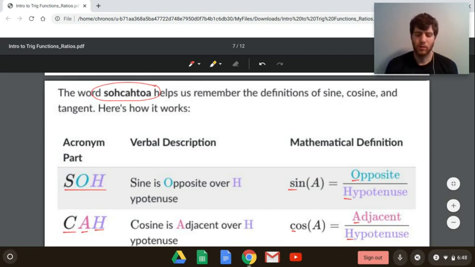Okay, I'm going to break the notes up into three sections here. The first one is, what do we mean by opposite, adjacent, and hypotenuse? The second section will be explaining what a trig function is and what it does. And then the third part will be a couple example problems of how we're going to use it.